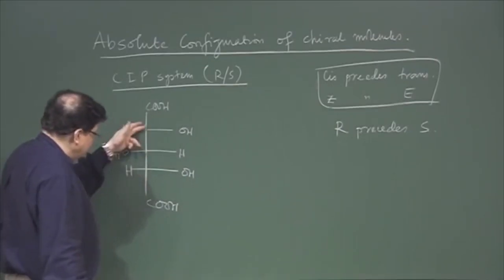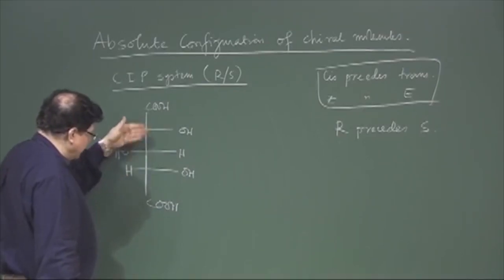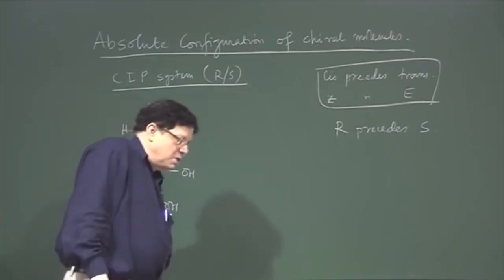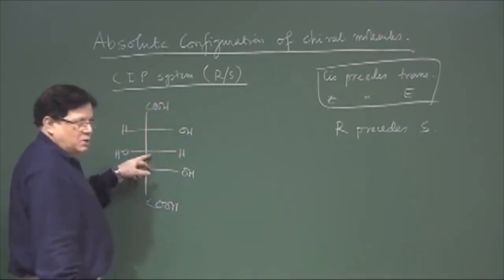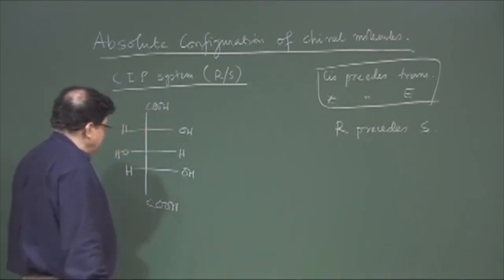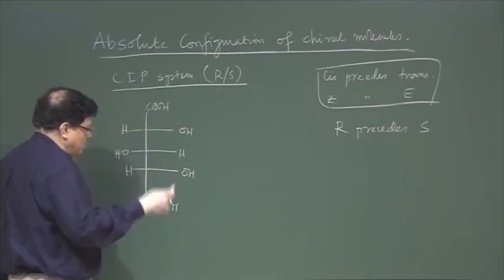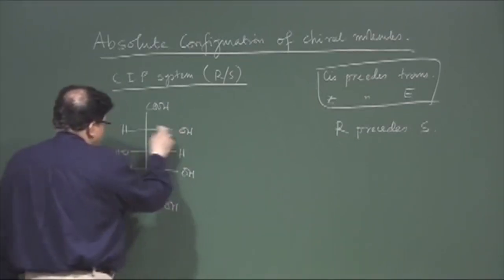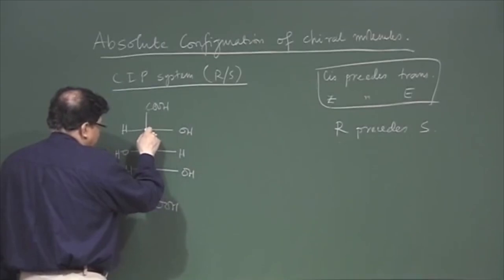If they become the same, suppose this is R and that is R, or that is S, then this carbon is not stereogenic. So, this type of carbon is actually called a pseudo chiral center or pseudo stereogenic center. Okay, sometimes stereogenic, sometimes not. So, let us see what is the status of this. Now, first you have to assign the RS configuration of this carbon.